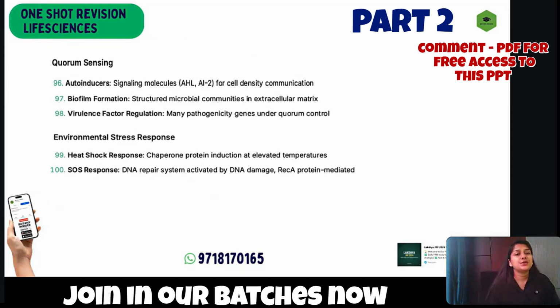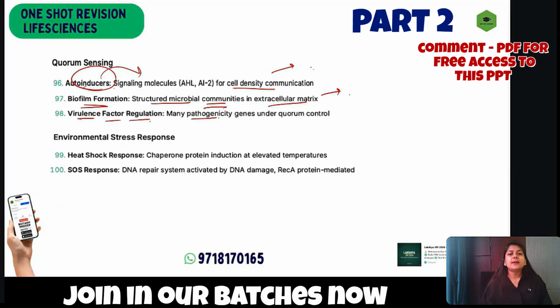Then we have something called quorum sensing. So it is autoinducers, various signaling molecules like AHL, AI-2, they are all for your cell density communication. Biofilm formation, structured microbial communities in the extracellular matrix. Virulence factor regulation, so many pathogenicity genes under the quorum control.